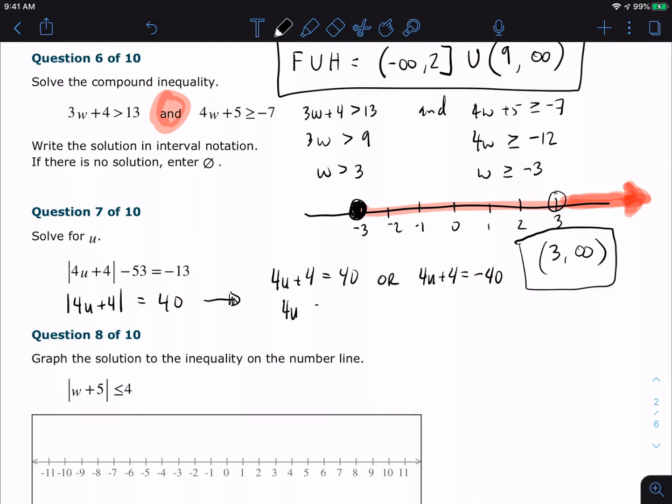So then I'm going to get 4u is equal to 36. So u is equal to what?